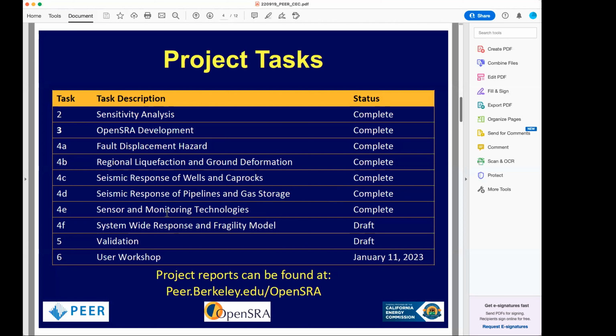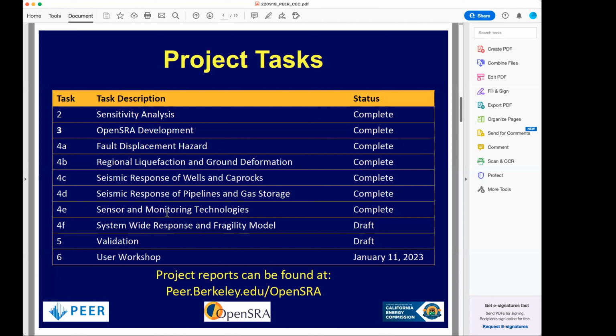We then started right away with OpenSRA development. We've been working with SimCenter from the very beginning, developing a graphical user interface, and we have a technical advisory committee composed of folks from SoCalGas, PG&E, and others.